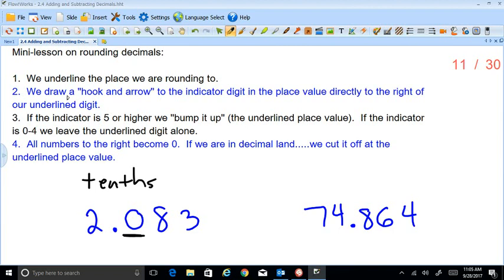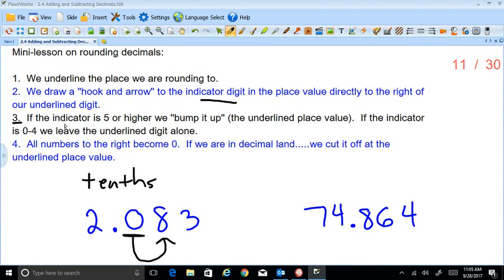Then we draw a hook and arrow to the indicator digit that is in the place directly to the right side of our underlined place value. So in this case, I'm going to draw a little hook and arrow to the 8, which is my indicator because that's the hundredths place value. And the tenths relies on the digit that's in the hundredths spot, which happens to be an 8. And then you have a choice here. I'm on step 3 now.